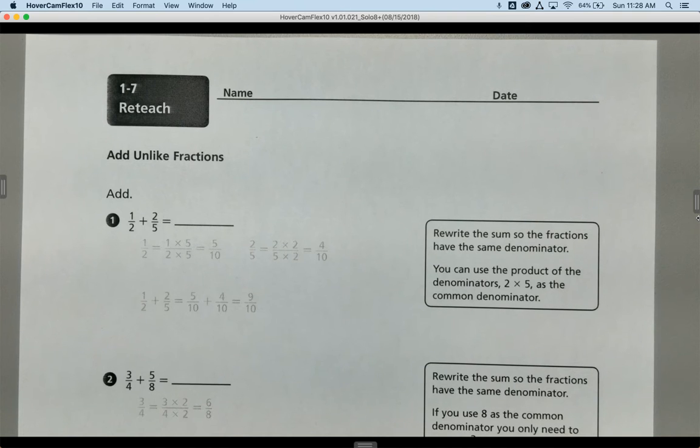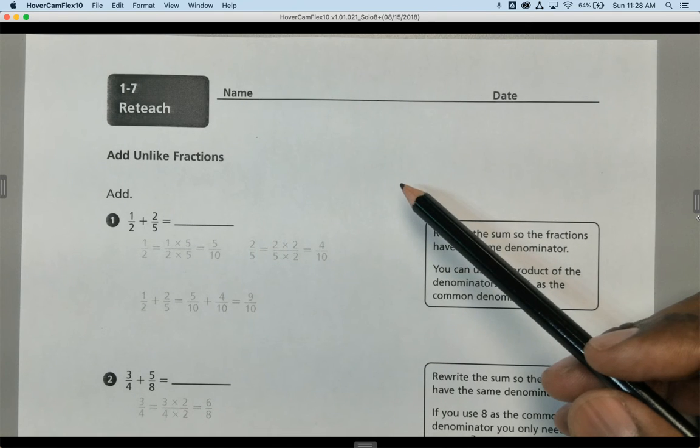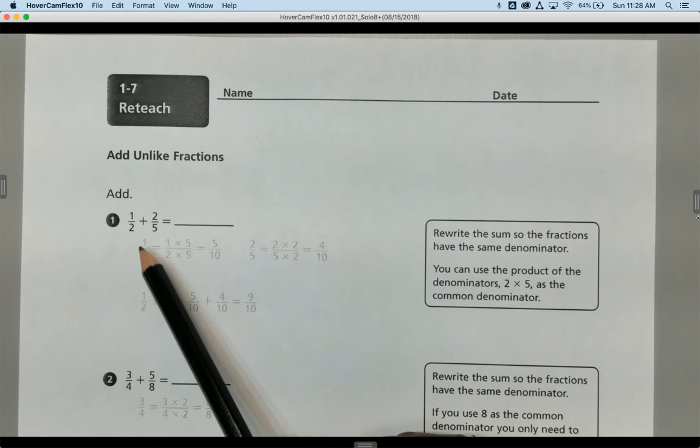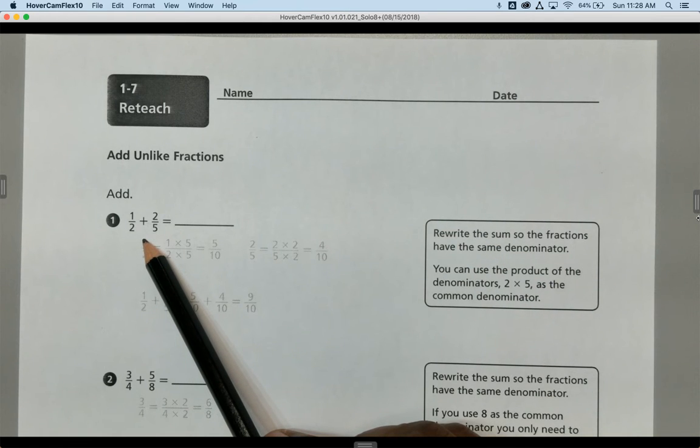Number one, 1/2 plus 2/5. So as we knew, the denominators 2 and 5 do not match. Remember our method of finding a common denominator. We start with the larger one first, in this case the 5.